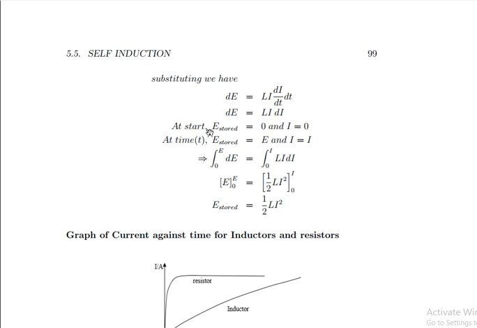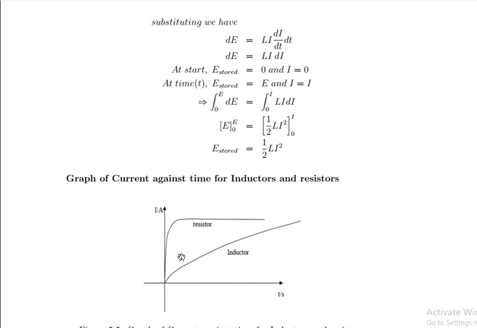We should note that at the start, the energy stored in the inductor will be equal to 0 and the current in the circuit will be equal to 0. So in this circuit here, the current at start is 0 and the energy is 0. Now at time t, the energy stored will be equal to E and the current will be equal to I. So we are going to have an integral where the lower limit is going to be 0 and the upper limit on this side is going to be E, while here the lower limit is going to be 0 and the upper limit is going to be I. When we integrate this side, we're going to have E from lower limit 0 to E, and this integration is going to give half Li squared from lower limit 0 to I. So the energy of the inductor will be equal to half Li squared.